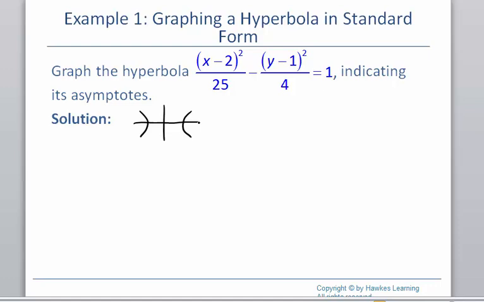Okay, we also know that our center point is going to be denoted by the numbers inside the parentheses, and we're going to have that same opposite relationship that we've seen with the ellipse and the parabola. In other words, when we go to talk about the center of this hyperbola, in the x parentheses, we're going to use the opposite of what we see here. So if we've got a -2, then the center x value is going to be 2. And in the y parentheses, if we have a -1, then our center y value is going to be 1. Okay, so we know the center.